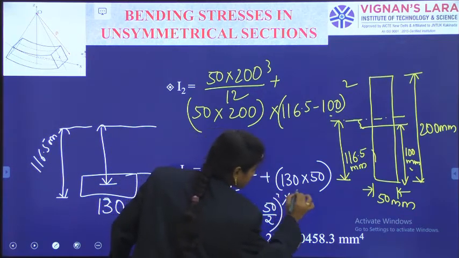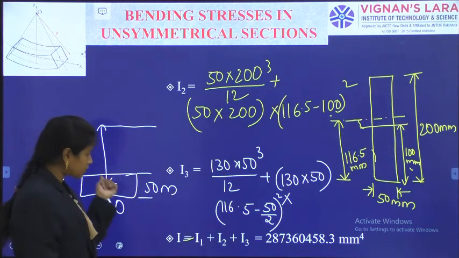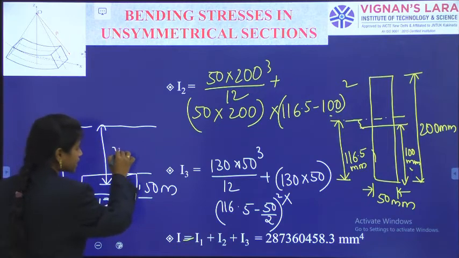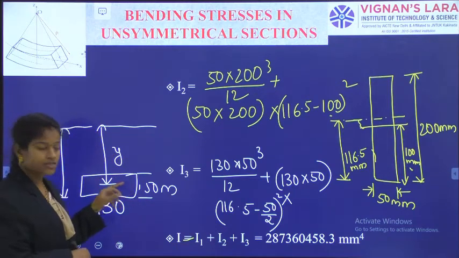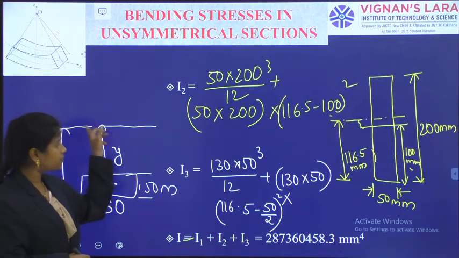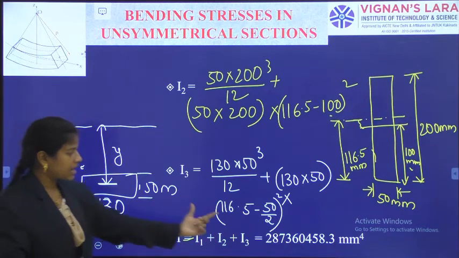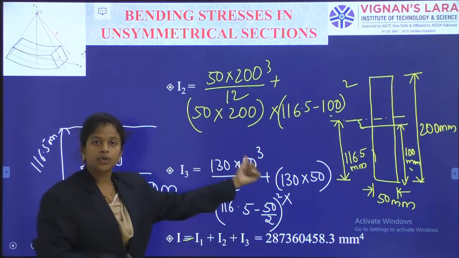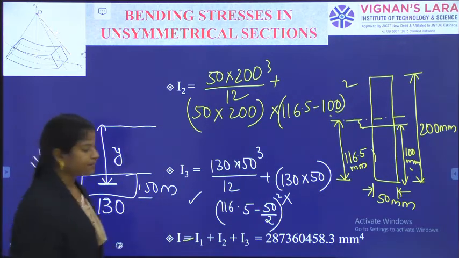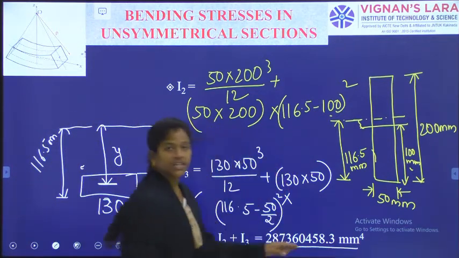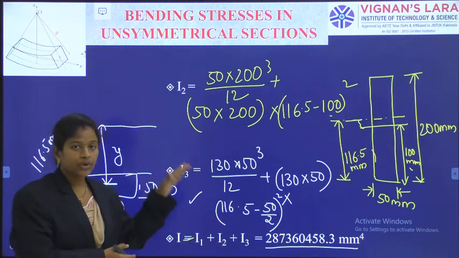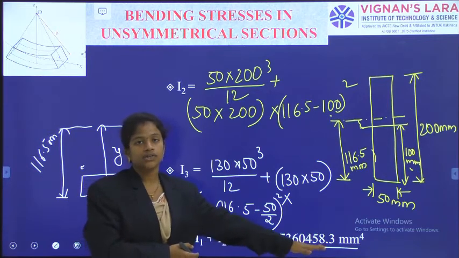A into y square. So, BD cube by 12 only for this portion, and the portion is at a distance of some y from the centroidal axis. So, the distance of the centroid of the 130 by 50 portion from the overall neutral axis, that measurement I have multiplied here. So, BD cube by 12 plus A y square, we have got the I3 answer. Summing up all the three, we will get the overall moment of inertia of the unsymmetrical I section. So, we have located the neutral axis and we have calculated the moment of inertia about the neutral axis.